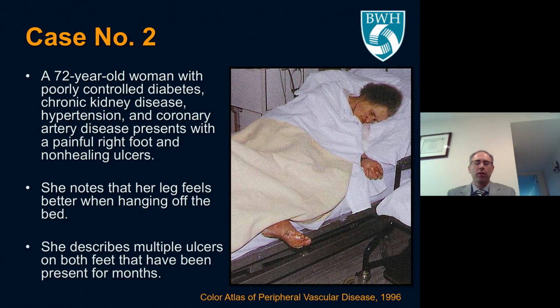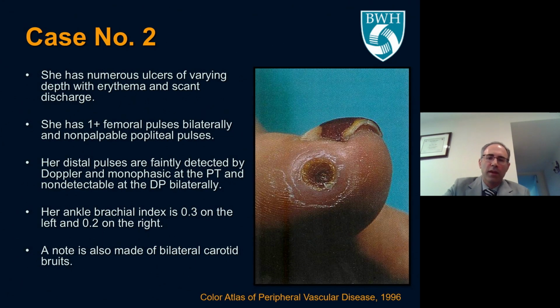All right, case 2. We've got to hustle on this case, but luckily this one's even a bit more straightforward. 72-year-old woman, poorly controlled diabetes, chronic kidney disease, hypertension, and coronary artery disease, coming in with painful right foot and non-healing ulcers. Her leg feels better when it's dangling off the bed, and she describes multiple ulcers on both feet. They've been there for months. And we do our exam, and she's got these numerous ulcers, varying depth with some erythema in places and a little bit of scant discharge.